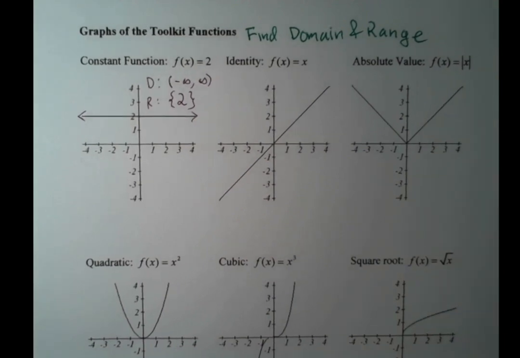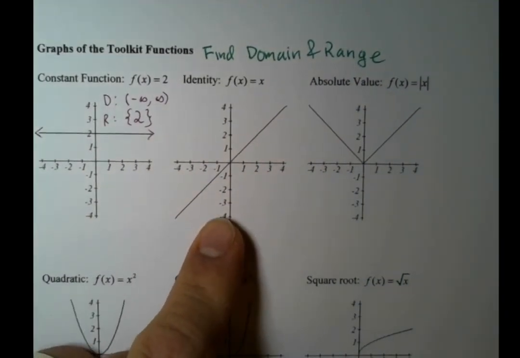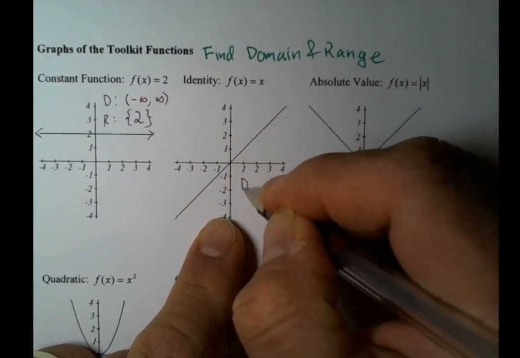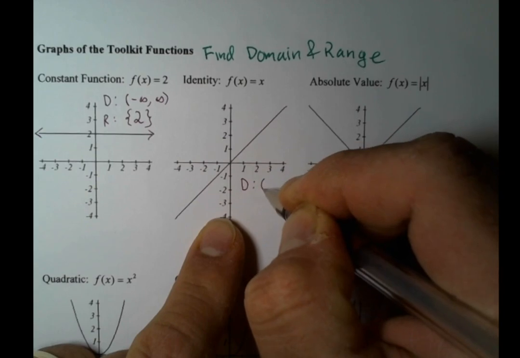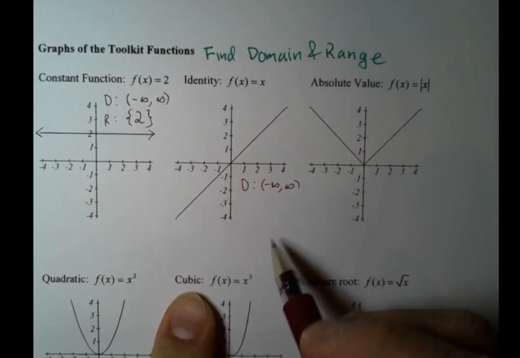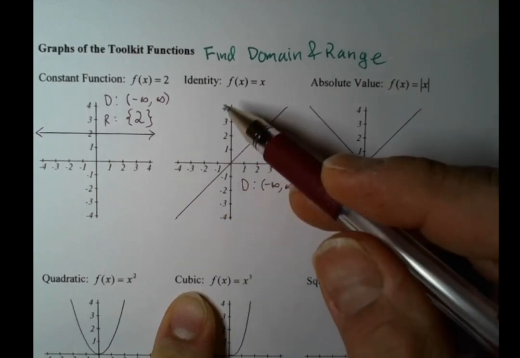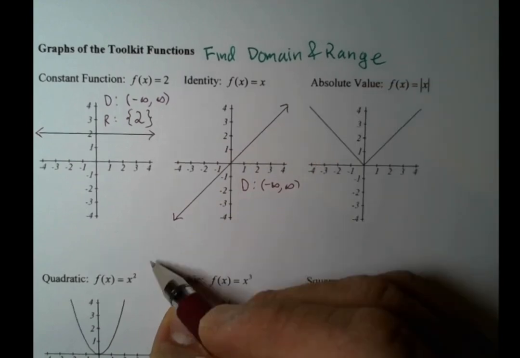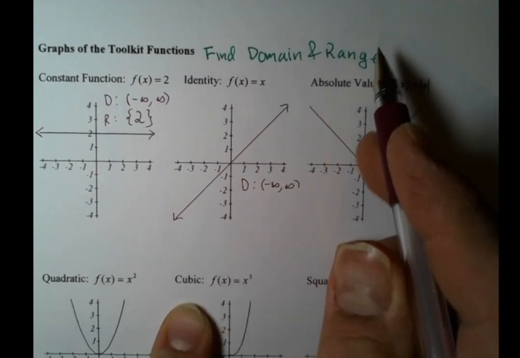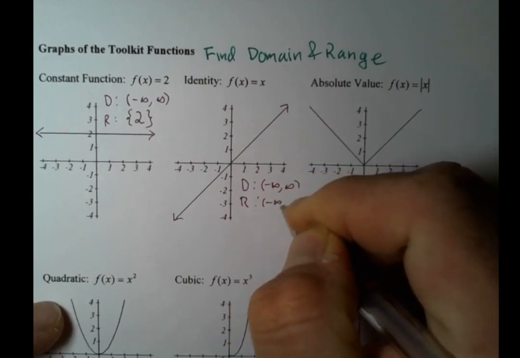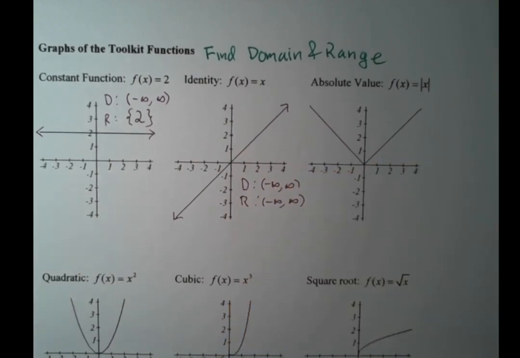Let's take a look at our next one here, the identity. If we look at the domain, again, there's no restrictions, from negative infinity to infinity, and there's also no restrictions on the range either. It goes down this way in the negative direction and up here towards the positive direction. So in this case, our range is also the same as our domain, from negative infinity to positive infinity.